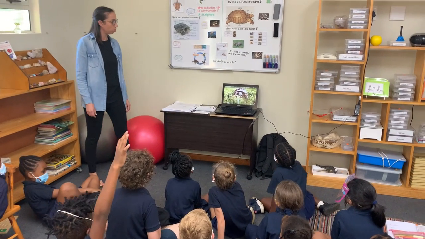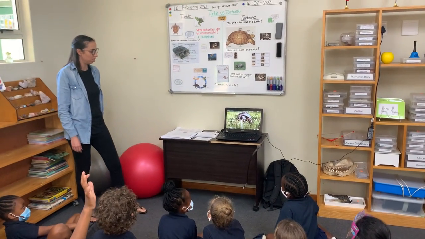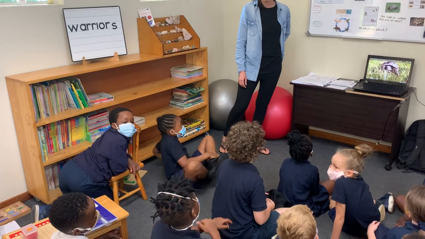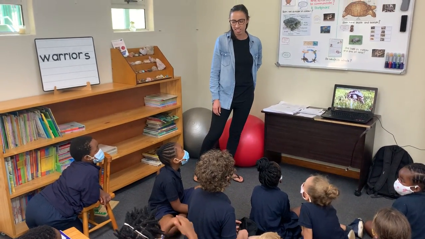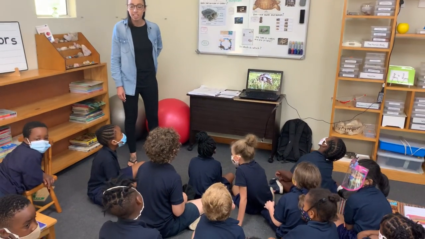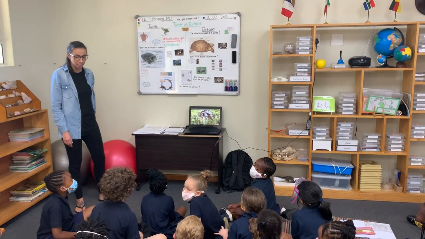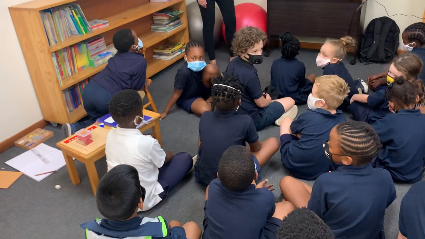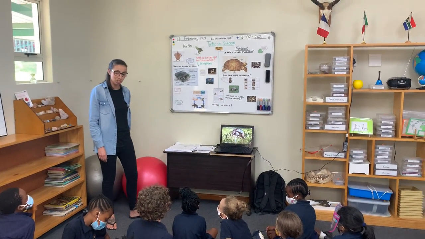So the turtles can grow big. How big? There's little rock stuff on the tortoise's shell, on the skin. Okay, go on. The color. Yes, that's very good. Tortoise is more darker than a turtle. Turtle is more darker than a tortoise.